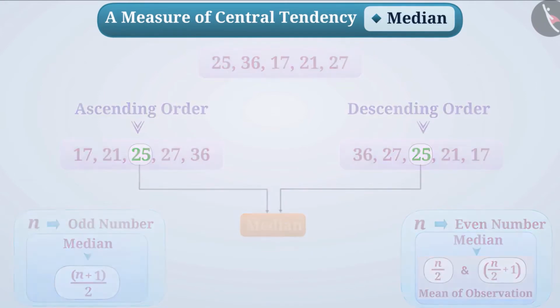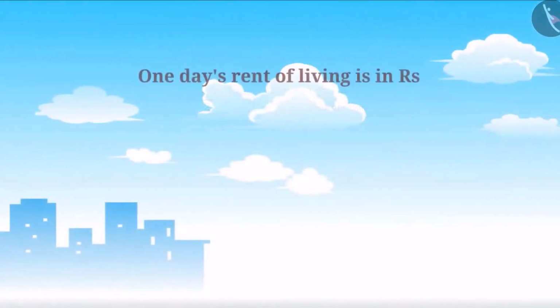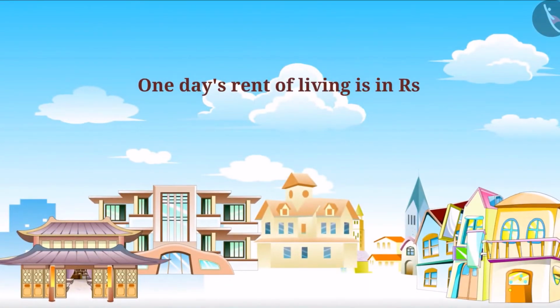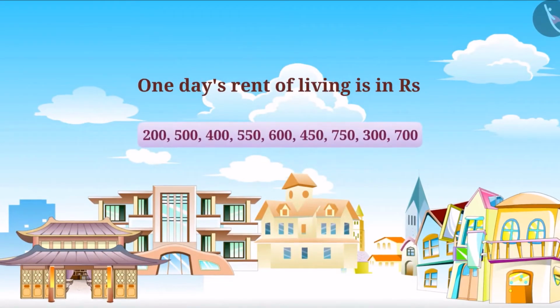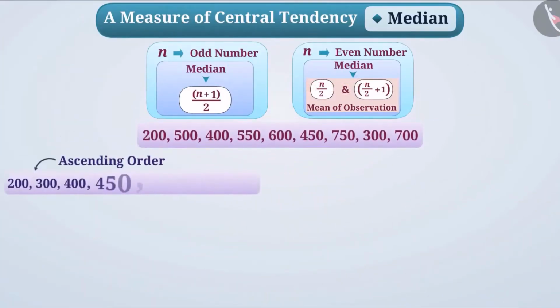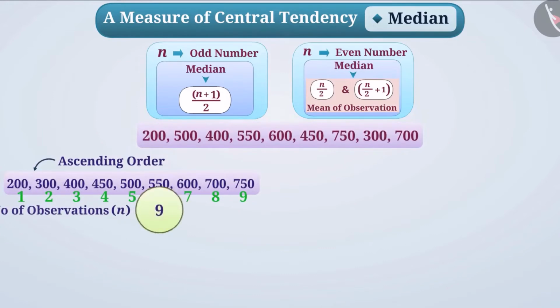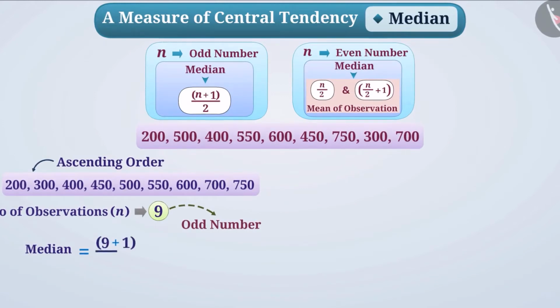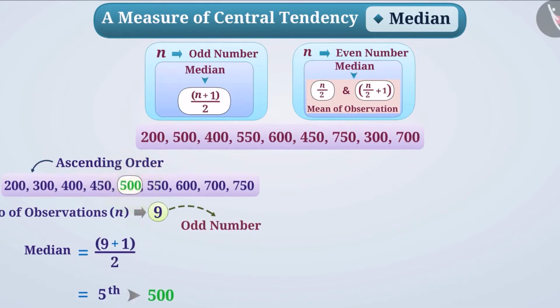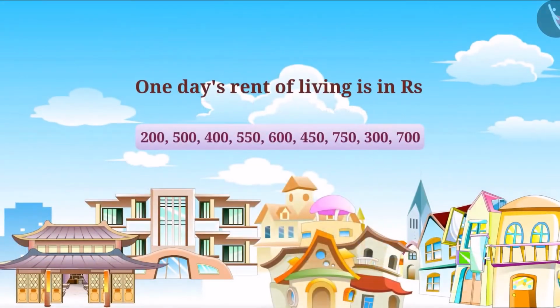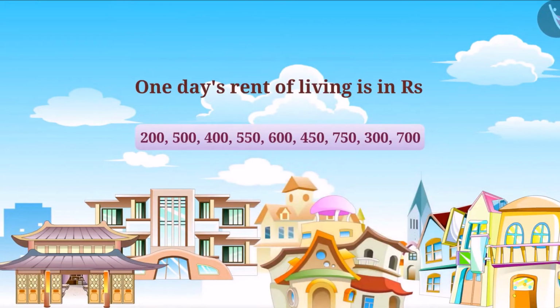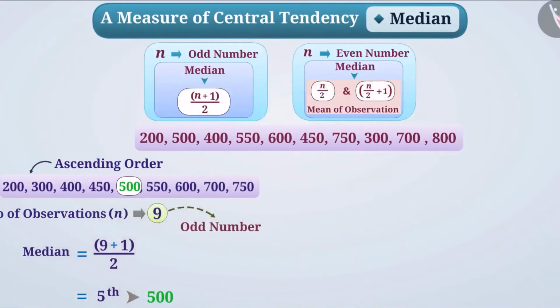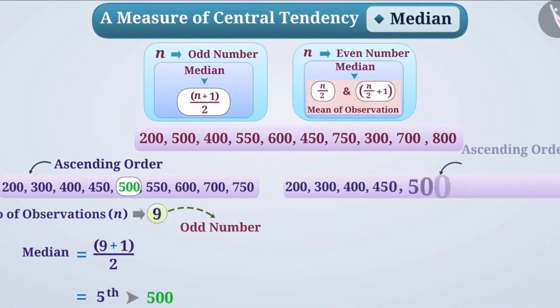For example, suppose one day's rent of living in different hotels in a city is in rupees like this. Let's arrange them in ascending order. Here, the number of observations is 9, which is an odd number. So, the median of these data arranged in ascending order will be the (9 plus 1) divided by 2, that is the 5th observation, that is 500. Suppose a new hotel started in the same city whose one day stay is 800 rupees. Now, we can arrange all numbers in ascending order in this way.